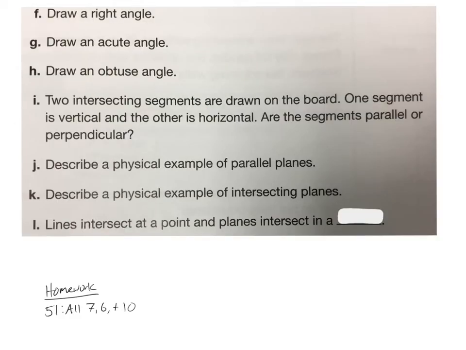All right. Going on to F, it says draw a right angle. Again, this one is going to be like a corner of a paper. And it says draw an acute angle. Draw an obtuse angle.